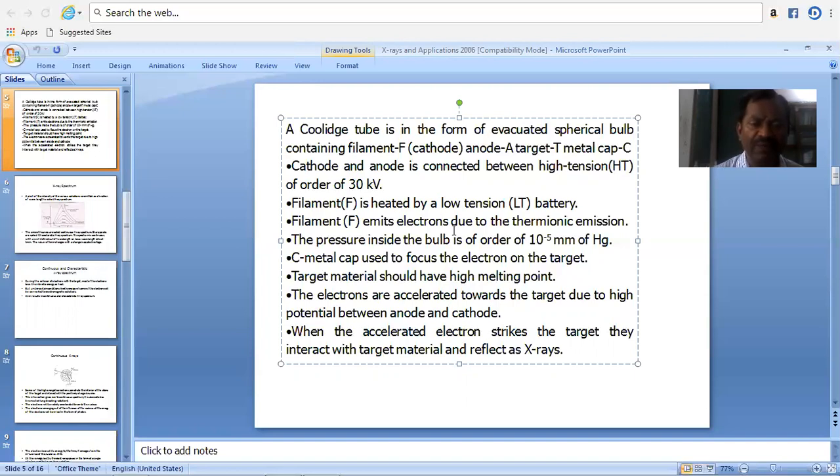C, the metal cap, is used to focus the electrons on the target. Target material should have a high melting point. The electrons are accelerated towards the target due to the high potential difference between anode and cathode. When the accelerated electrons strike the target, they interact with the target material and are emitted as X-rays, as shown in the diagram.